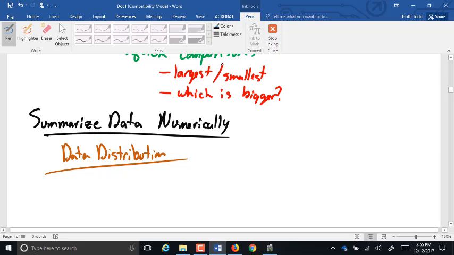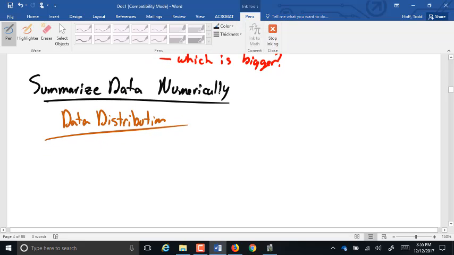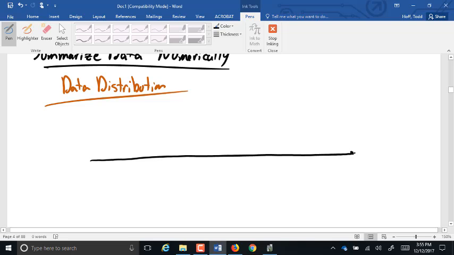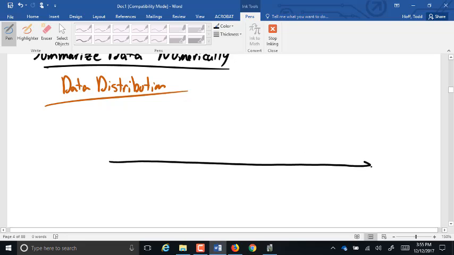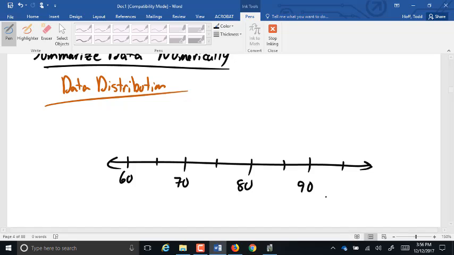The simplest representation of a data distribution is called a dot plot. You don't need to know the term. A dot plot is simply a number line. I'm going to make that look somewhat flat. Hopefully that's a little bit better. Let's say on the last test, scores ranged from 60 up to 95. And so what I'm going to do is represent those scores on this plot with a dot above where that score was.